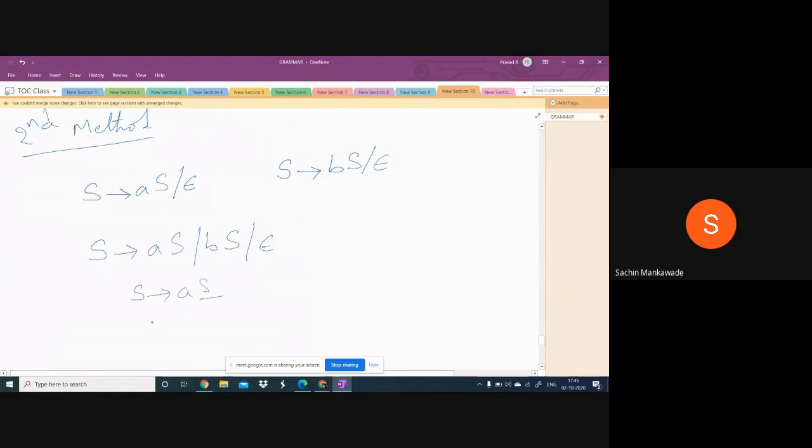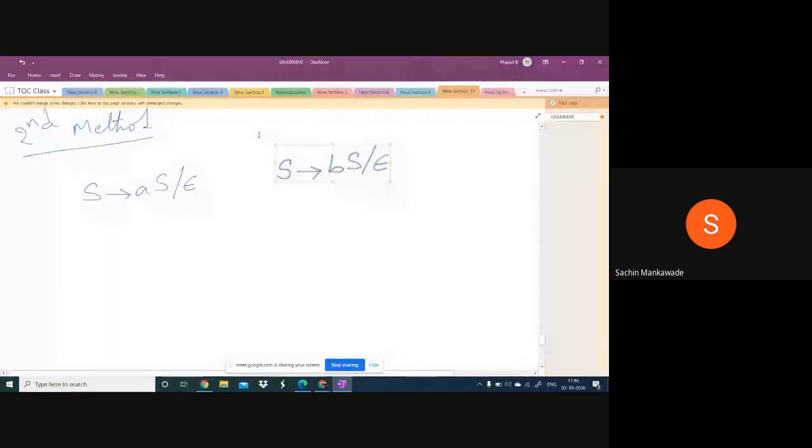Like I will start with AS, then in S place BS, then again in S place AS, then BS, then AS. So it gives all combinations of A and B. No, we want only A's followed by B's. We don't want strings like this, or this one. We don't require all these strings. These two alone give only A's. These two alone give only B's. If I club these two, it gives valid as well as invalid strings. So what is the solution for this?